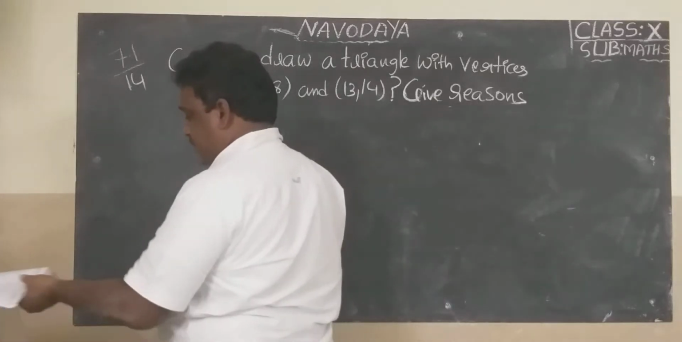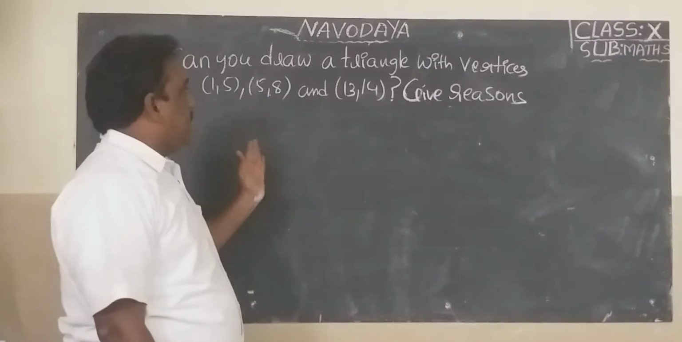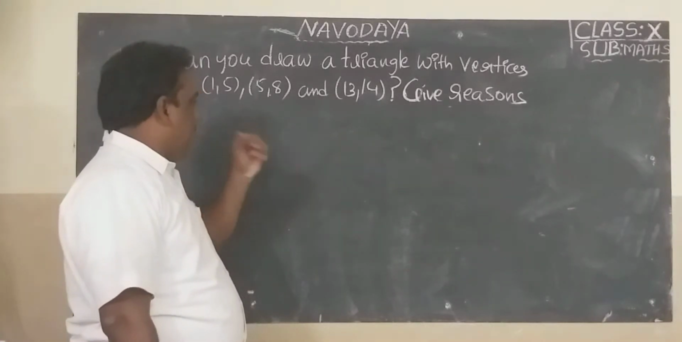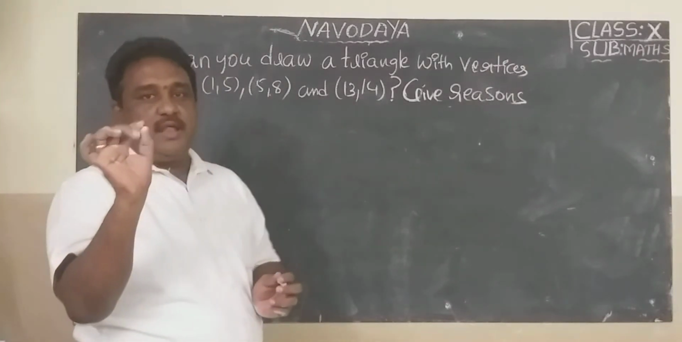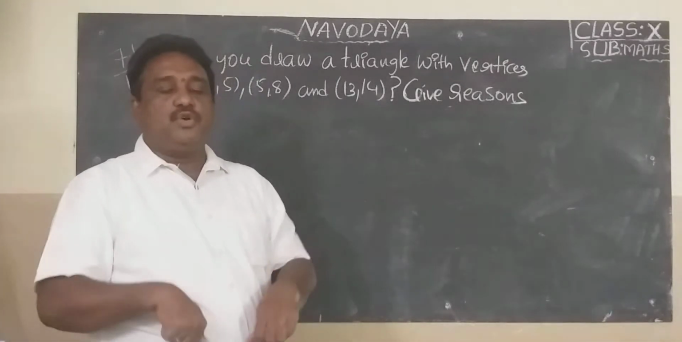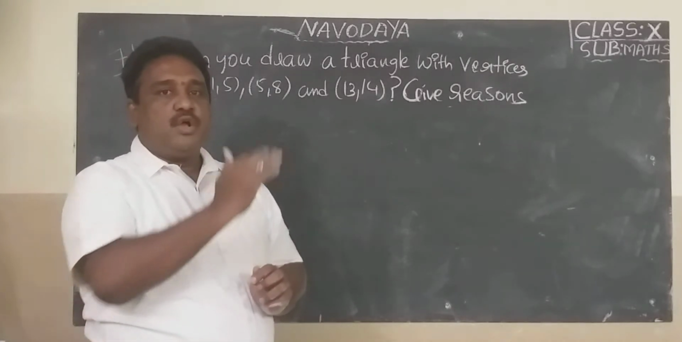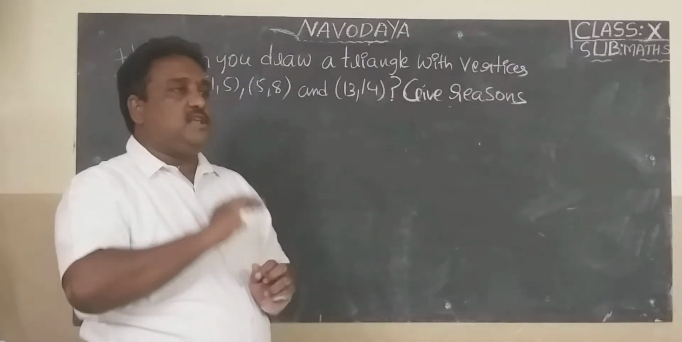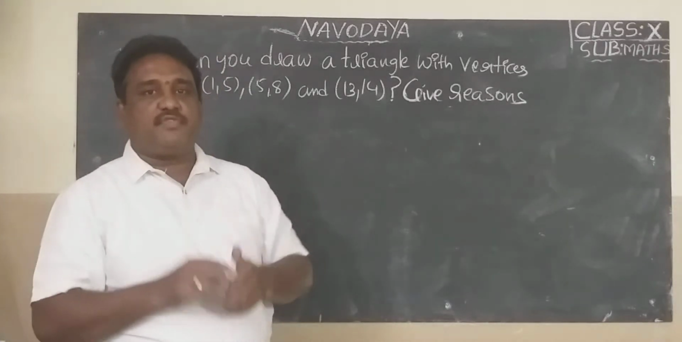So what is the problem? They are asking, can you draw a triangle with vertices (1, 5), (5, 8) and (13, 14)? Give reasons. How many vertices are given? 3 vertices are given. And what to do? We need to verify whether it is a triangle or not. You know collinear points and non-collinear points. For collinear points, there is no triangle. For non-collinear points, there is a formation of a triangle.